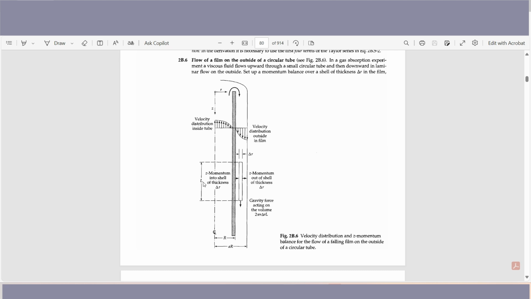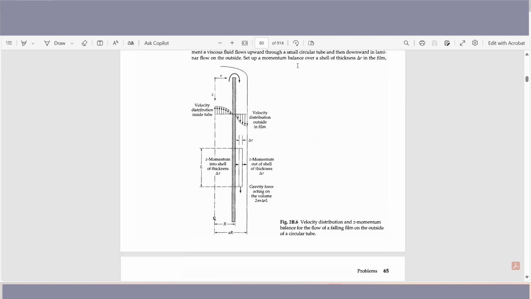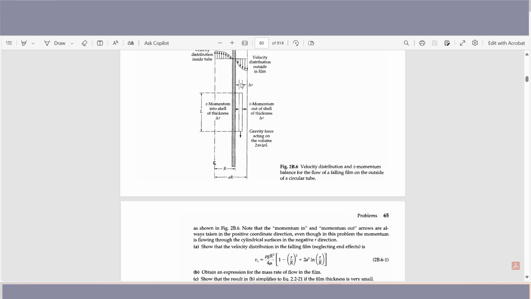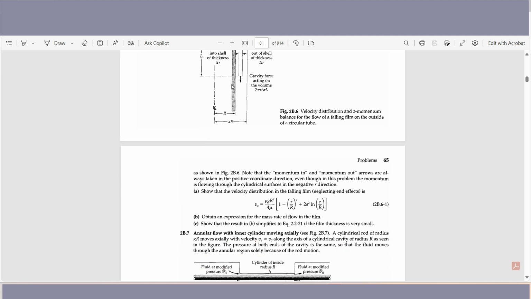All right, this is a review of problem 2B.6, flow of a film on the outside of a circular tube. So that's this section here. We're going to assume Newtonian fluid, set up a momentum balance over the shell thickness delta R in the film. It's like this here, as shown in the figure.